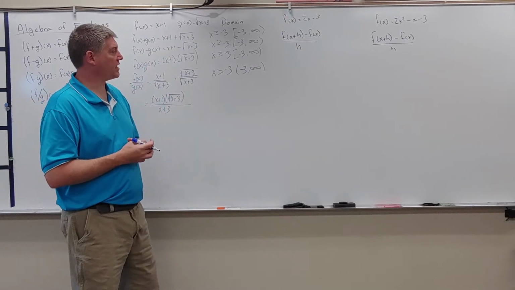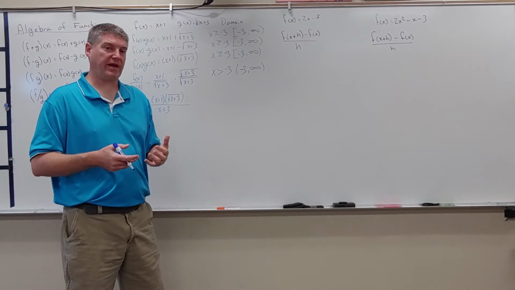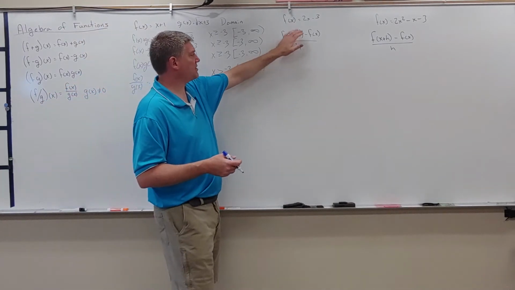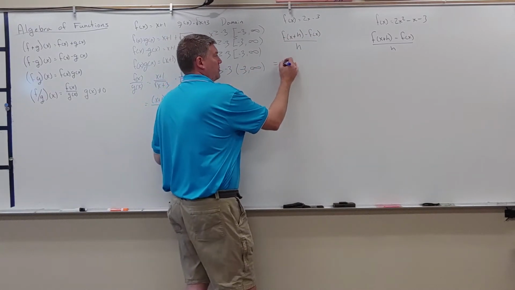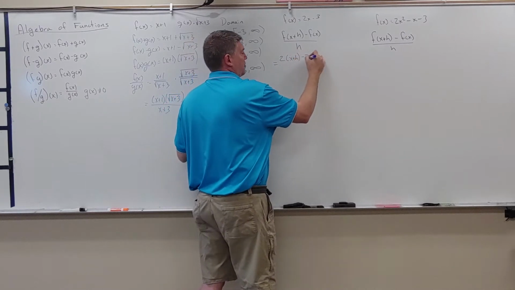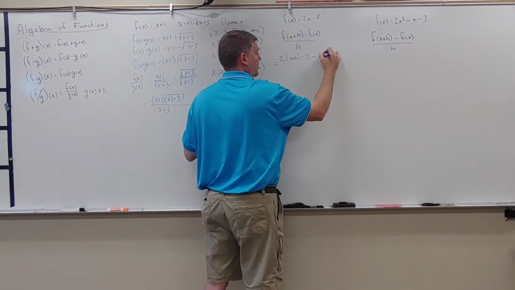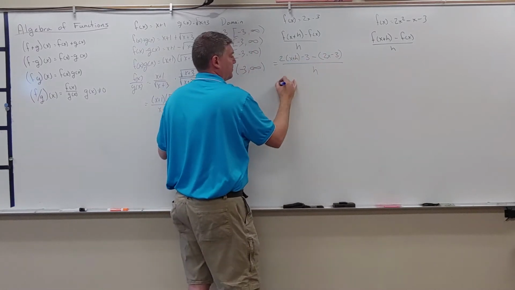Now, the last thing we're going to talk about is understanding function notation and kind of applying it in this setting here. So I have f of x plus h minus f of x all over h. So we're going to plug in x plus h in here, and then we're going to subtract off f of x. So I'm going to do that now. So 2 times x plus h minus 3 minus, now I'm going to put this whole thing in parentheses, 2x minus 3 all over h.